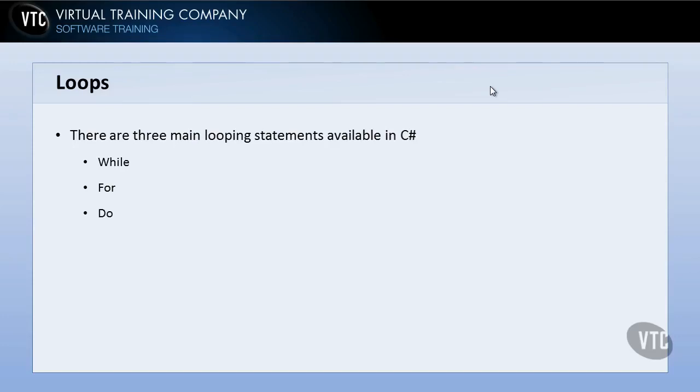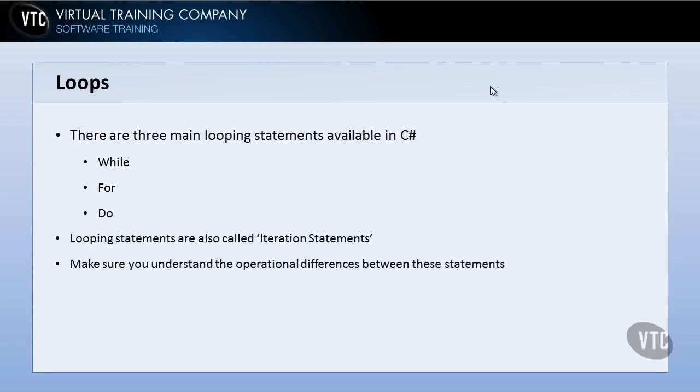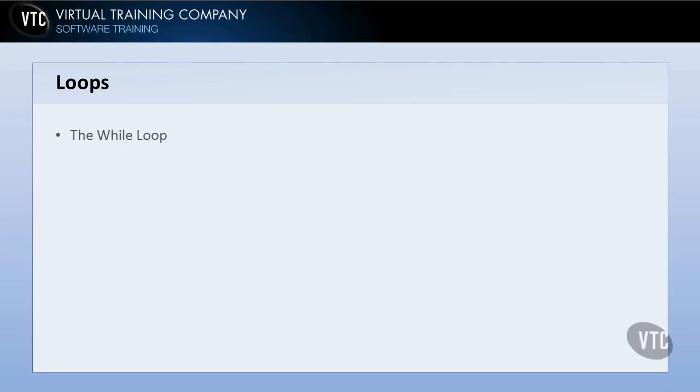And the main thing you need to understand is the basic syntax on these, but what differentiates while and for from do. Now, looping statements are also called iteration statements. So if you see that term on the exam, don't let it confuse you. You're just iterating over something, and that's what they're talking about. So make sure you understand the operational differences between these statements so that you can choose the correct one on the exam.